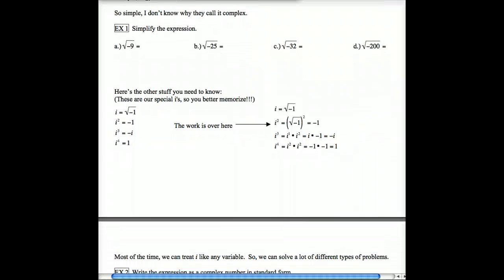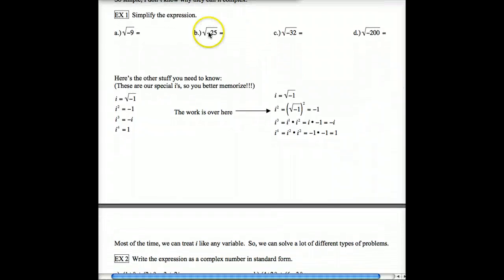All right, so example 1, we want to simplify the expression. So this is just practicing dealing with your i's. If you've got the square root of -9, that's the square root of 9 times the square root of -1. We know that the square root of 9 is 3, and the square root of -1 is i. So that's just 3i. So quickly, look at B and think about what the answer should be there. Write it down.